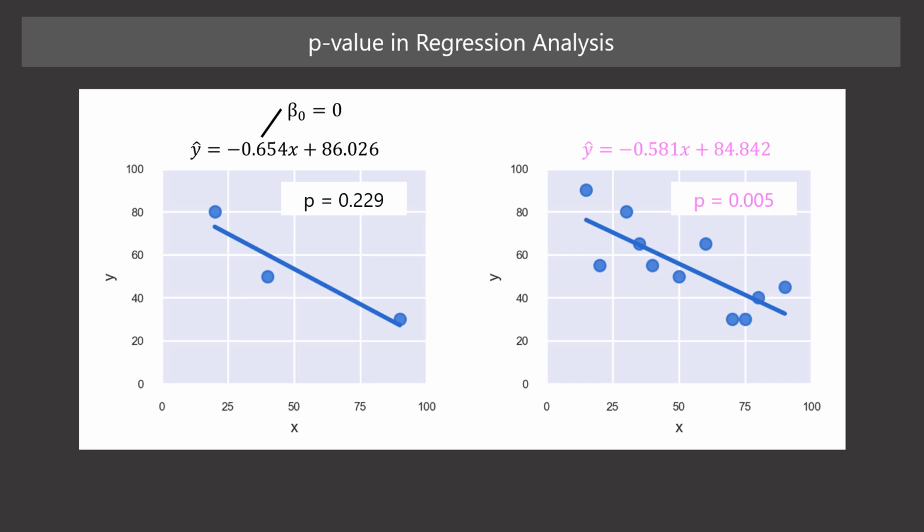In the right plot, the absolute value of the regression coefficient is smaller than in the left plot, but its p-value is 0.005. So, the effect of x is statistically significant, and thus we should say that the regression coefficient is not 0.